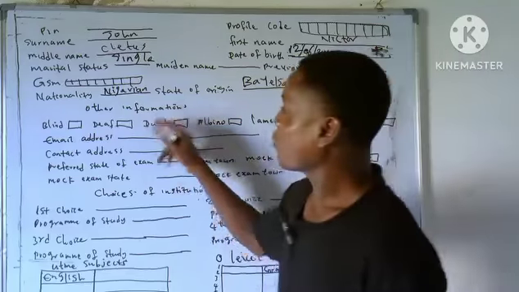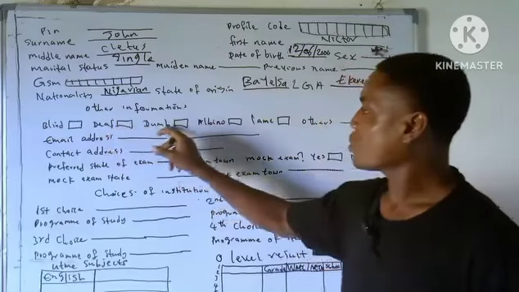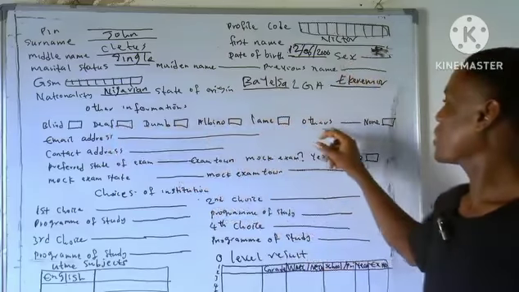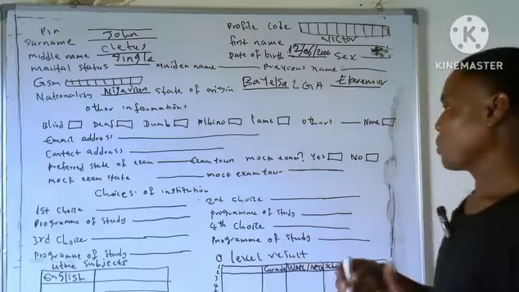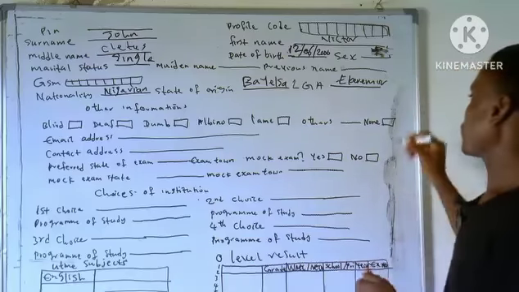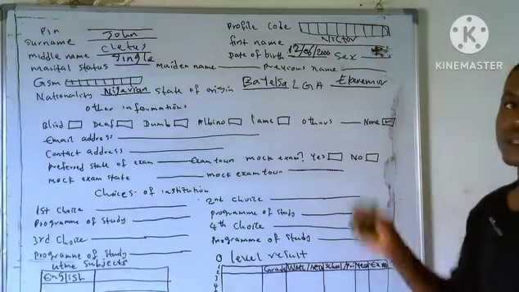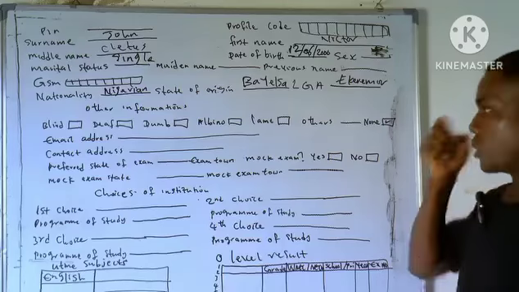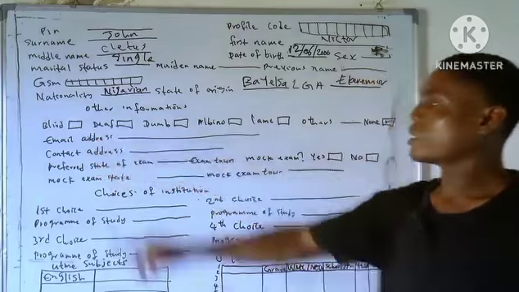Then other informations, look at it. The first one is blind, deaf, dumb, albino, lame, others, none. I know you are not blind, you are not dumb. So you tick none. Okay, you tick none. Good. Are you getting it? Now, this one is your email address.